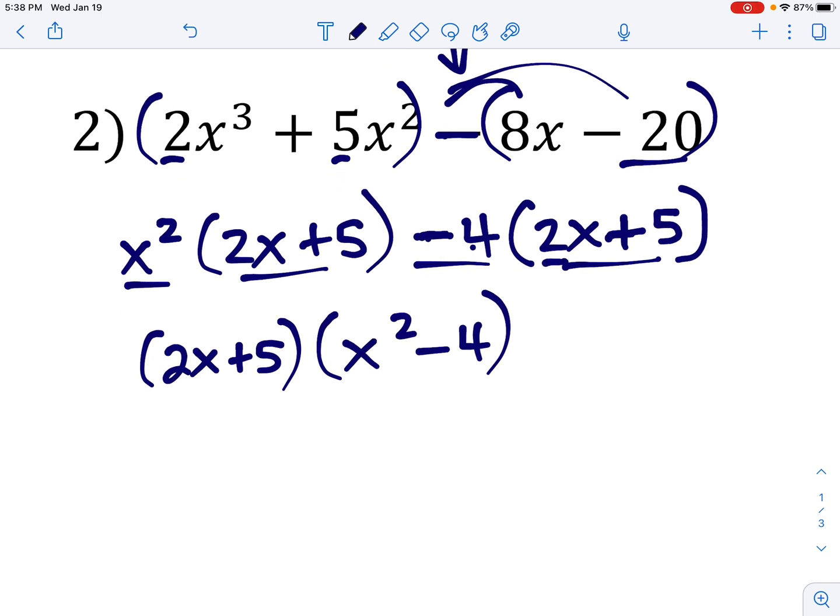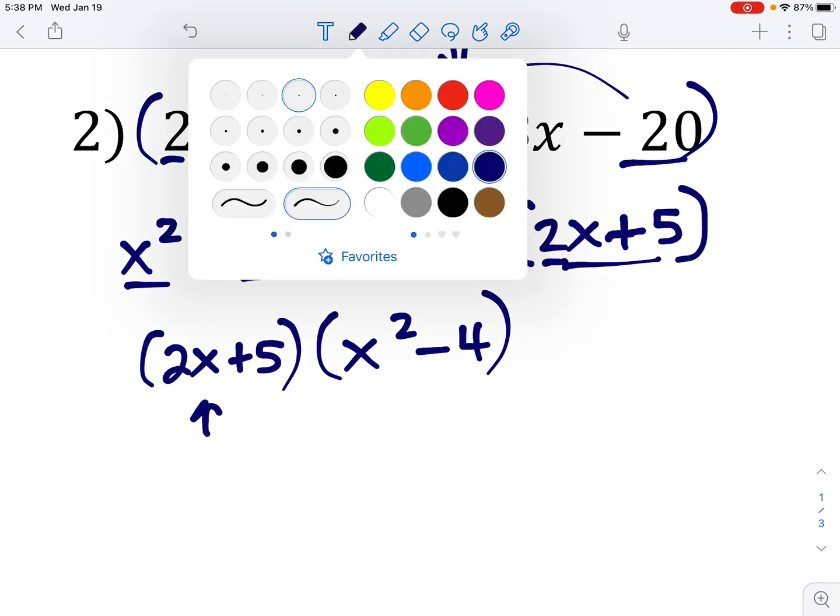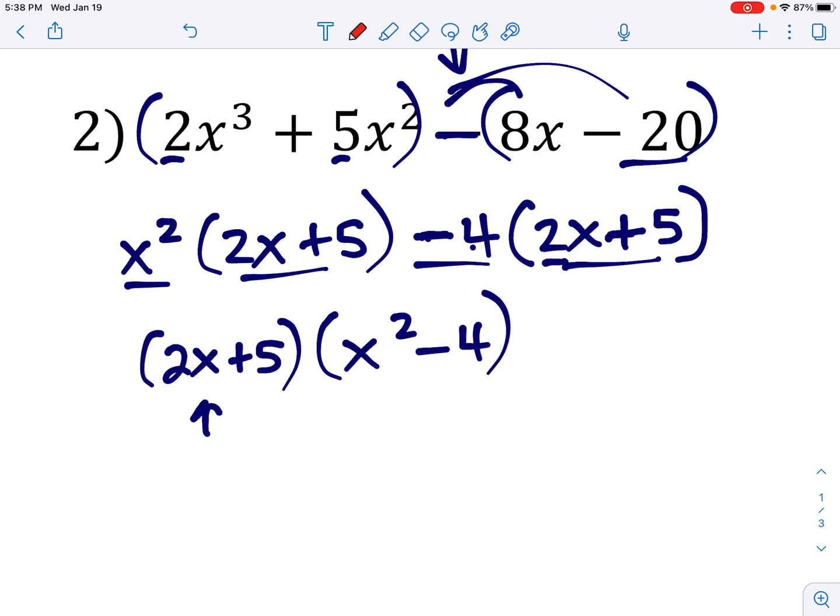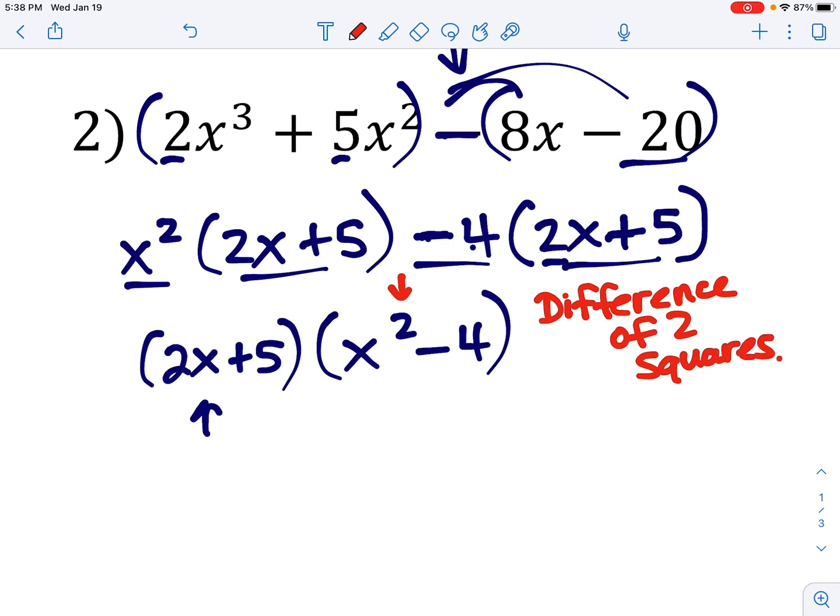Can 2x plus 5 be factored any lower? Nope, everything's been taken out. 2 and 5 don't have any common factors, and there's only one x, so nothing else can be done there. X squared minus 4. Is that something that we've seen before? Yes, that is the difference of two squares. Remember the difference of two squares? Those were those special products that we talked about. So this is where we're going to have two more factors. So we're going to keep our 2x plus 5.